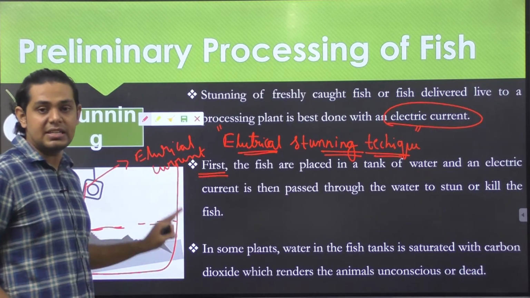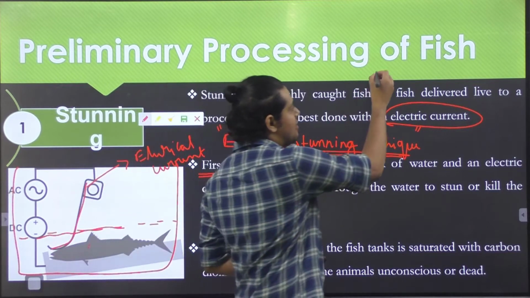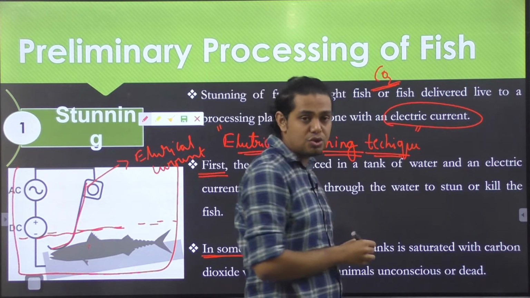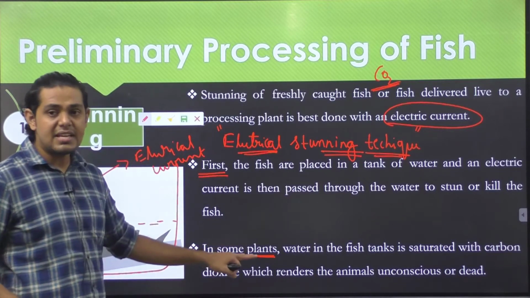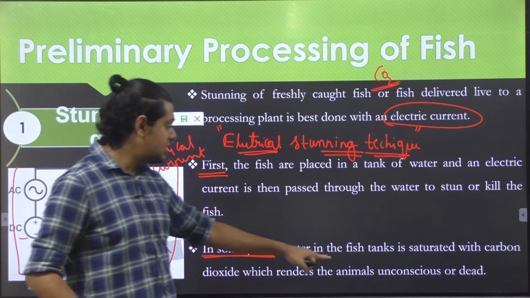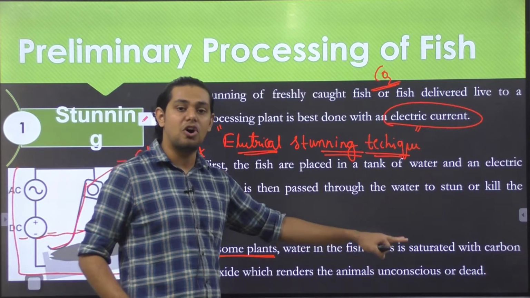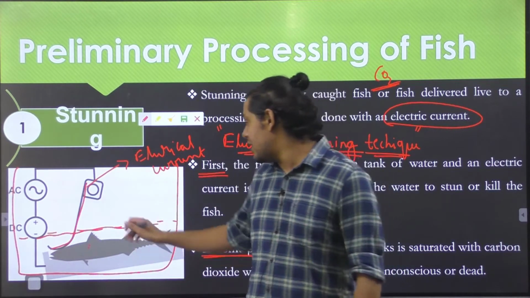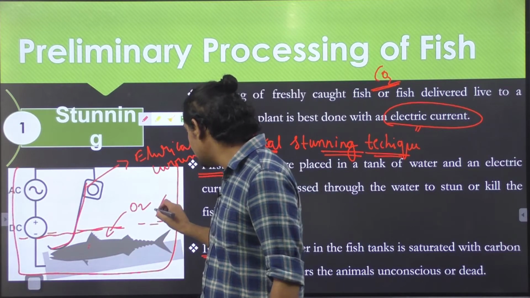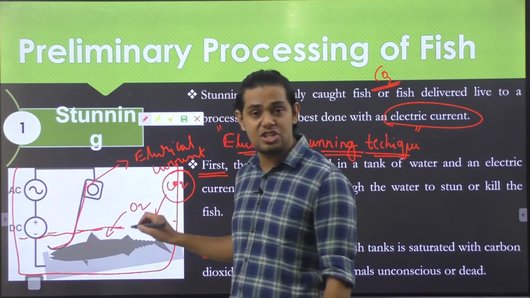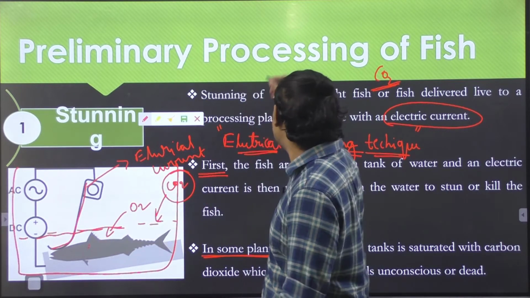Besides the electrical stunning technique, there can also be chemical stunning techniques where carbon dioxide is chiefly used. As we have previously studied, carbon dioxide can also be used to render an animal or a fish to an unconscious state. How exactly is it done? In some plants where this is practiced, the water in the fish tank is saturated with carbon dioxide, which in turn renders the animal unconscious or dead. As we are already aware, fish require oxygen to breathe, correct? If we are saturating the entire water by incorporating carbon dioxide, there will not be enough oxygen available for the fish to breathe. So in turn what is happening? There will be cerebral anoxia.